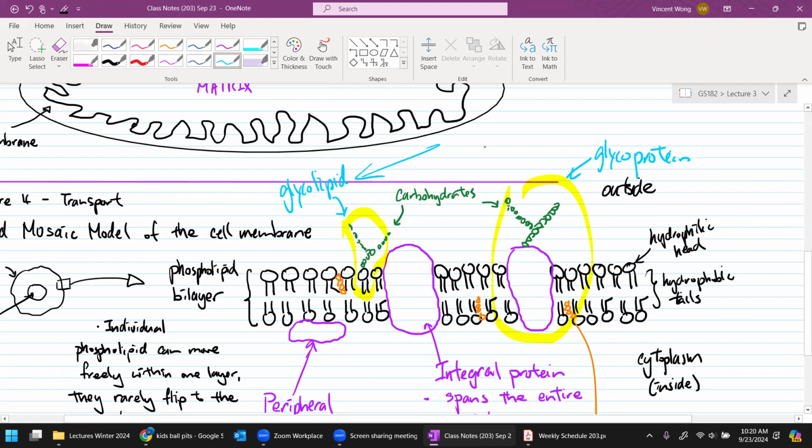Right, what do they do? I'll just quickly write a note here. They are important for cell recognition. Right? Cell recognition. Like, how does the cell know?